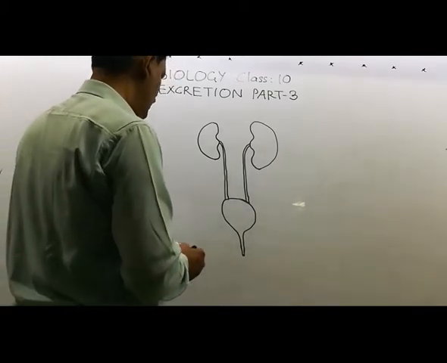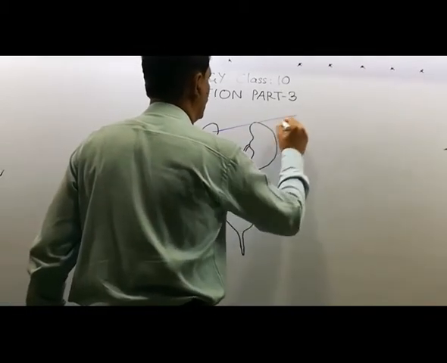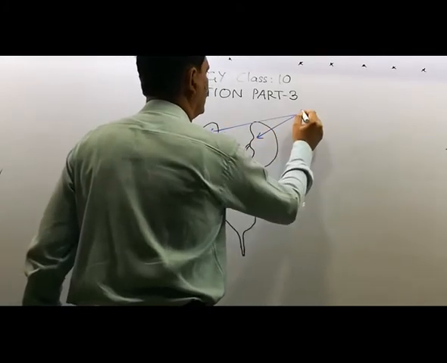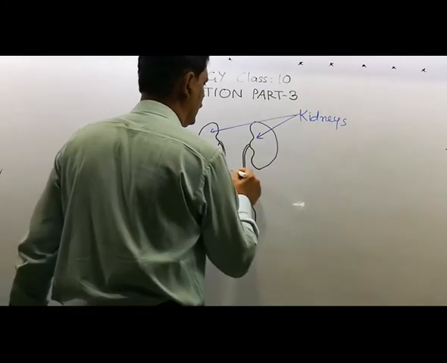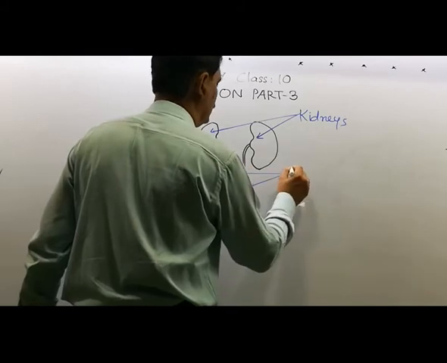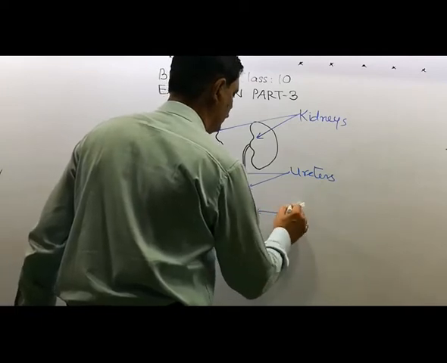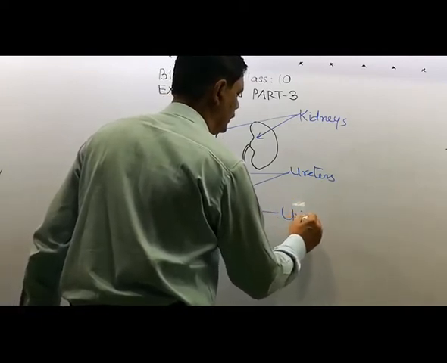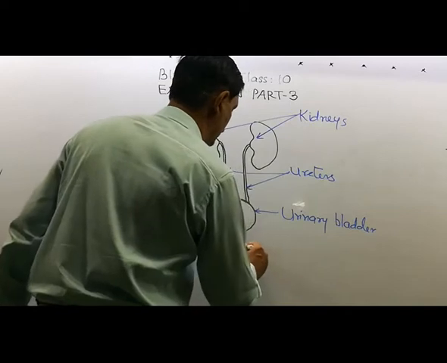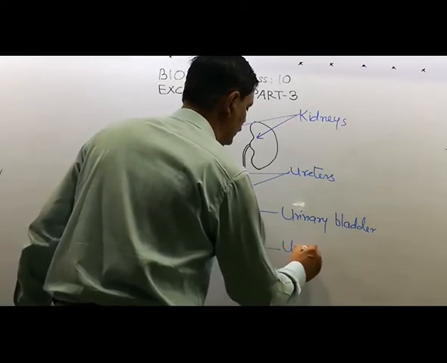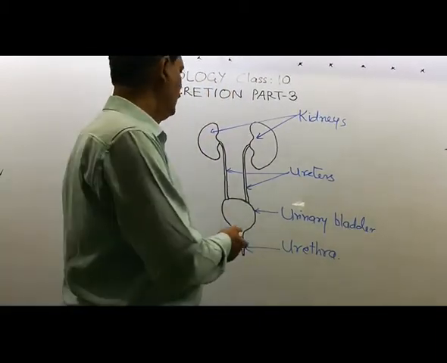After that we can label it very easily: a pair of kidneys, a pair of ureters, then urinary bladder and urethra. You can understand how simple it is.